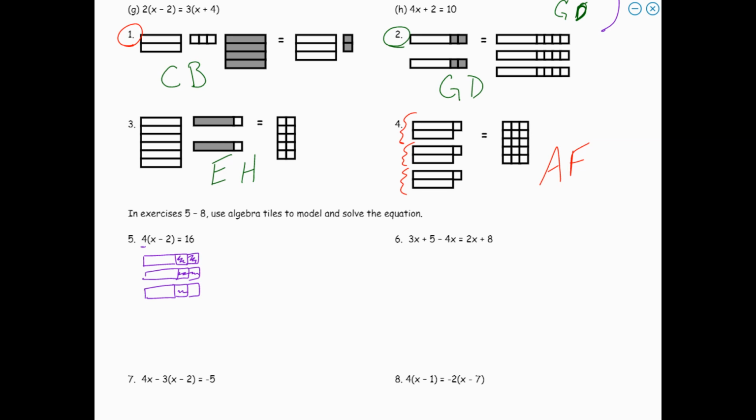Right? So do I have 4 groups of 1 positive x and 2 negative 1s? Yes. Okay, and what's going to be on my other side? 16. 16 positive 1s.